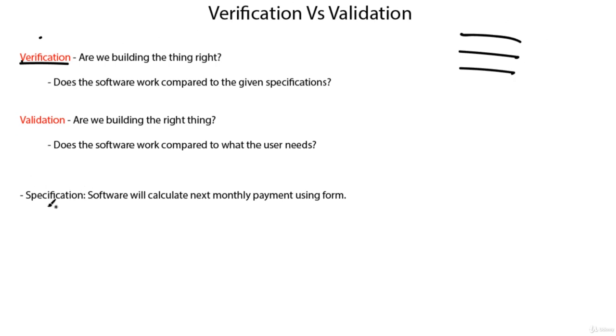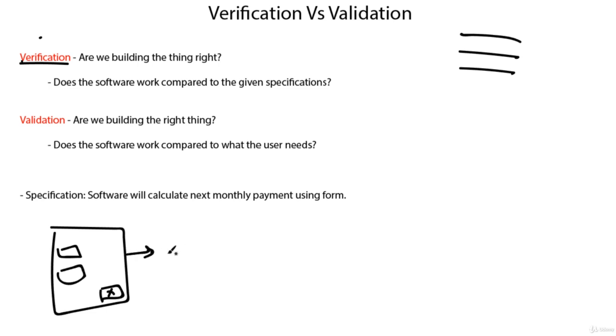And so an example is the specification that software will calculate next monthly payment using form. You can see this is a little bit ambiguous. So what we do is we take some creative liberty. Maybe we create a front-end form. We put in maybe something like this, and a little button down here. You click the button, and then maybe it sends an email. Maybe that's how this one works. So it sends an email like this to a back-end server somewhere.